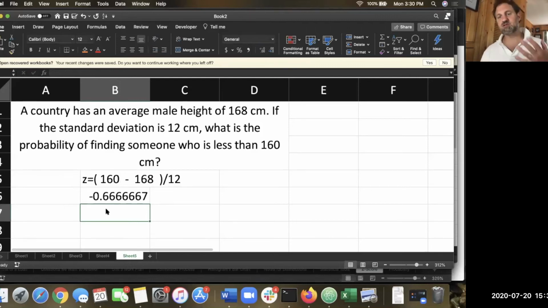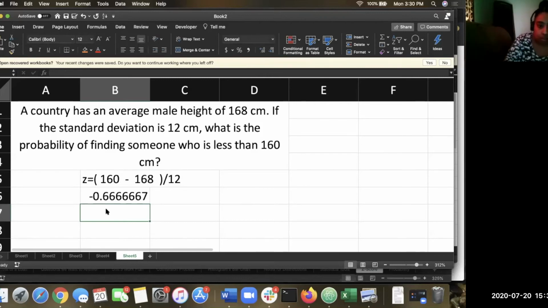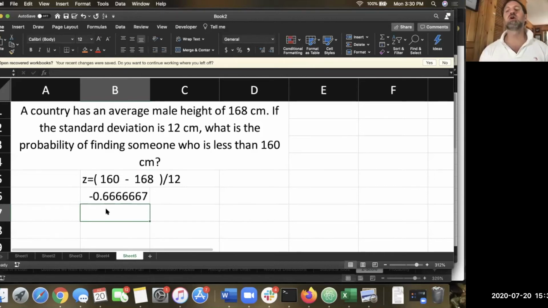A lot of times there's a question on the test that just asks for the z-score. That's all you have to do. There's no interpretation, nothing. The harder question is, what do you do with it and how do you make sense out of it? So what's the probability of finding someone who's less than 160 centimeters? Now we're getting into step two and step three. One of the hard things about this question compared to the last question is that this z-score is not in the table. So what are you going to do?